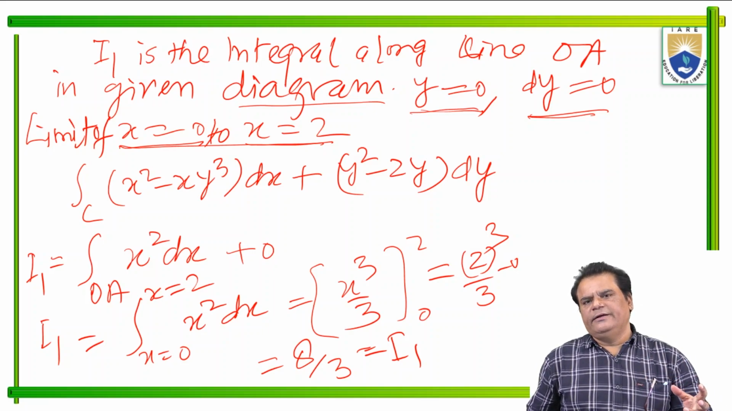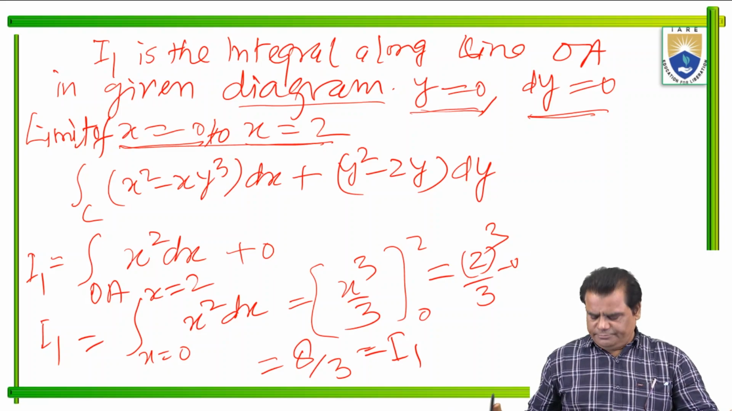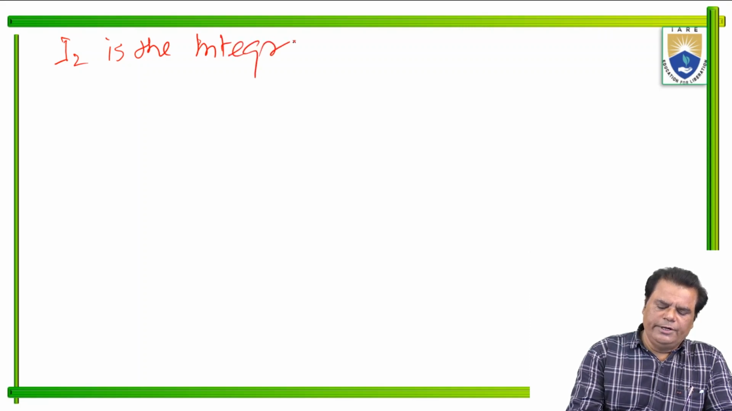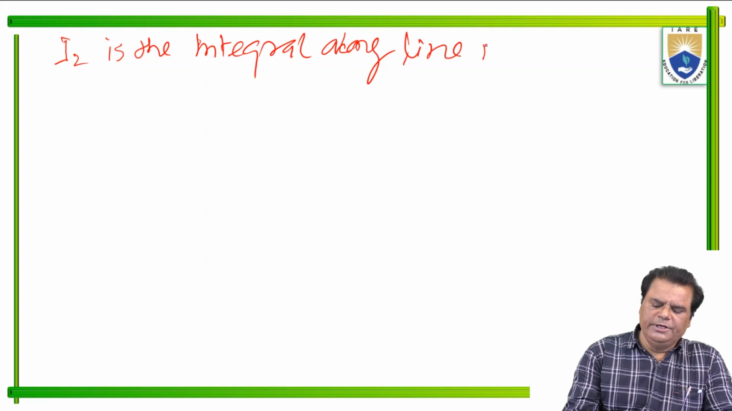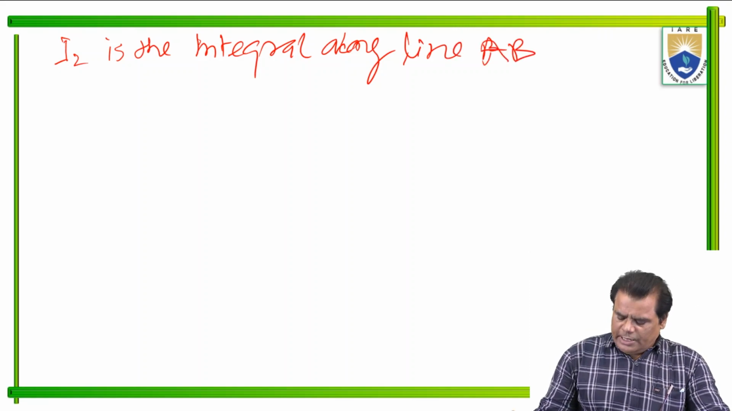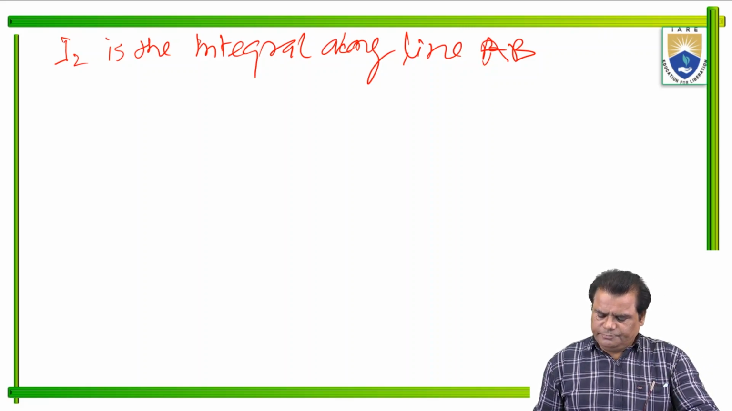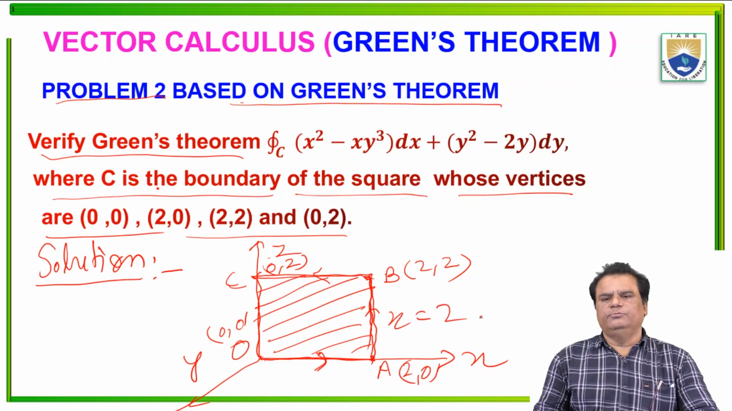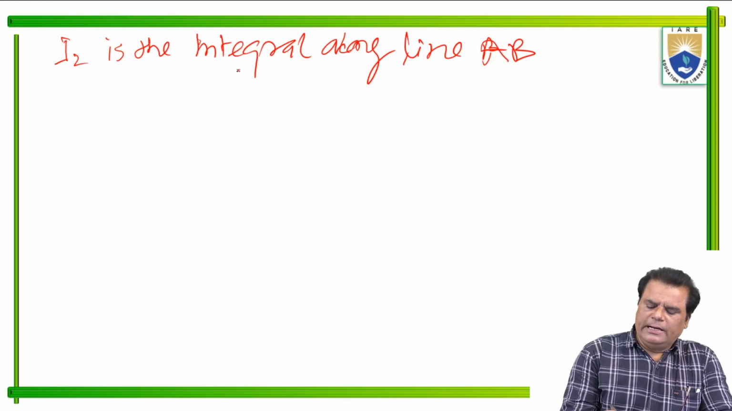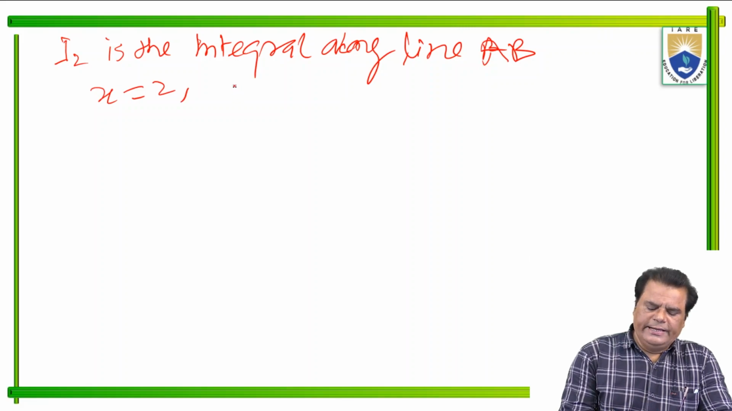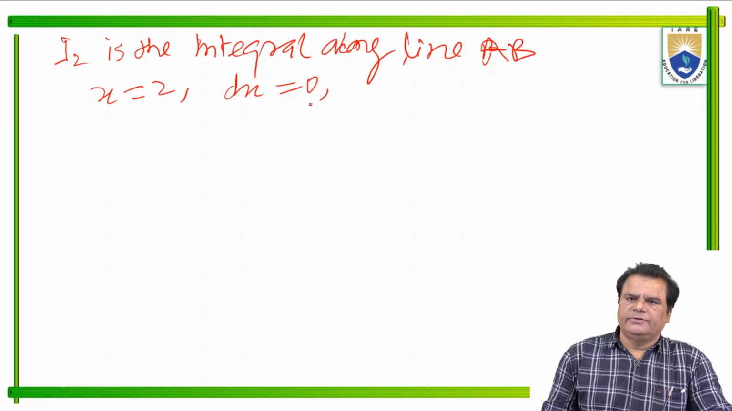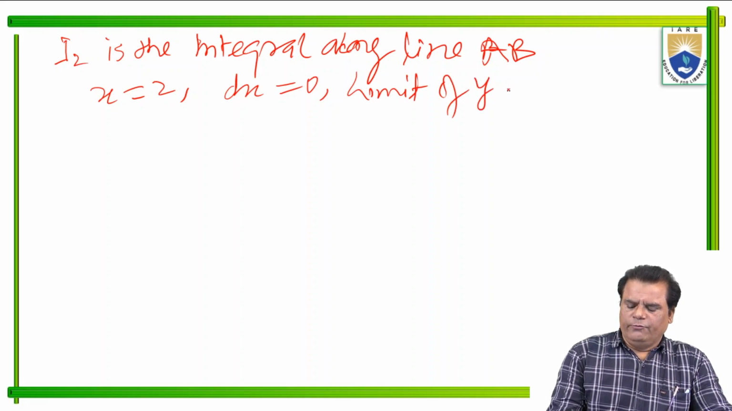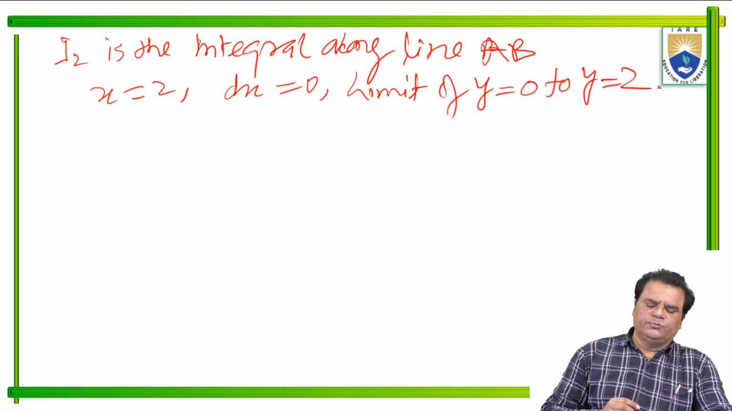First of all, in the left hand side, we found the line integral along only line OA. Now next, I2. I2 is the integral along line AB. What is along AB? Along AB, x is equal to 2, and y goes from 0 to 2. Here along AB, x equal to 2 and dx is 0. This is an integral along the y axis, so the limit of y is y equal to 0 to y equal to 2. So we get here the integral over C.